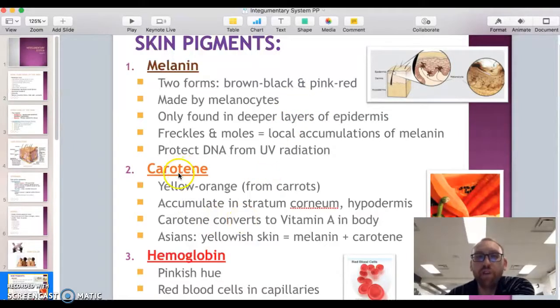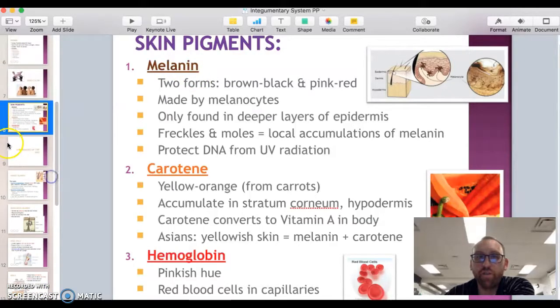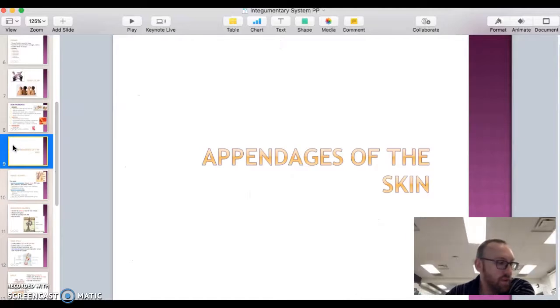Okay, from carrots, you can get carotene, and this can build up in your body too. Your body converts it to vitamin A. It also plays a role in helping block those UV lights, and vitamin A is important for a lot of your body systems. And then some of your skin color comes from hemoglobin, which is from your red blood cells. But the main thing to know is your melanin. And as you're exposed to more sunlight, your body is going to make more of it, and that's why you tan or get darker.